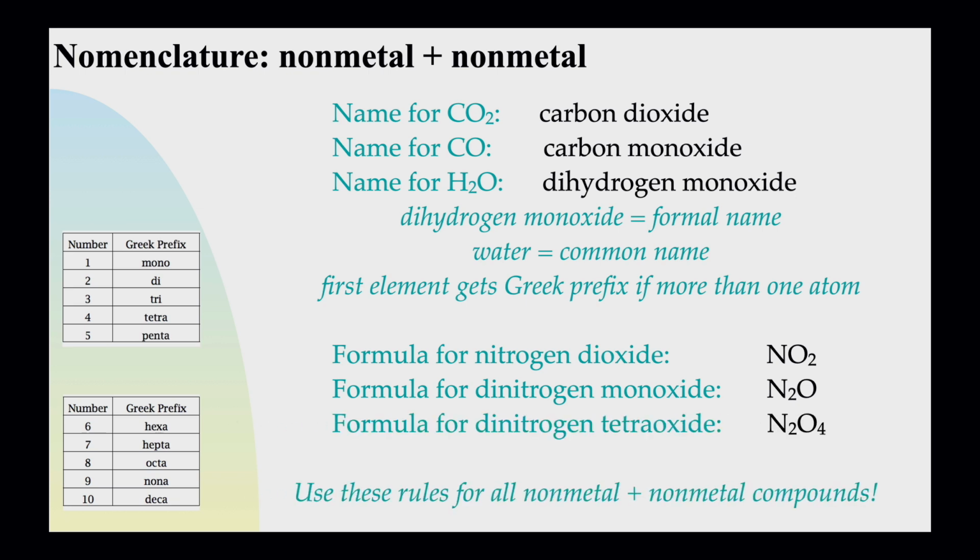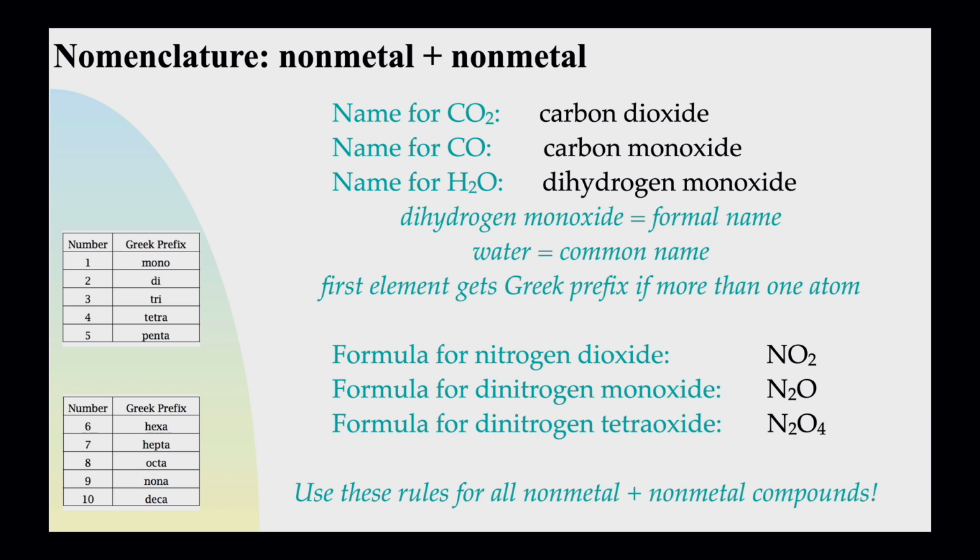Dinitrogen tetraoxide would be two nitrogens. Tetra is four, so four oxygens, N2O4. And so these rules, pretty chill, pretty easy to do. Once you get used to the Greek prefixes, it's pretty good. In chemistry, we mostly just go up to 10. More often than not, like 8 or less is what we use, but it's good to have these in case you need them, no problem. But these rules are only for nonmetals plus nonmetals.